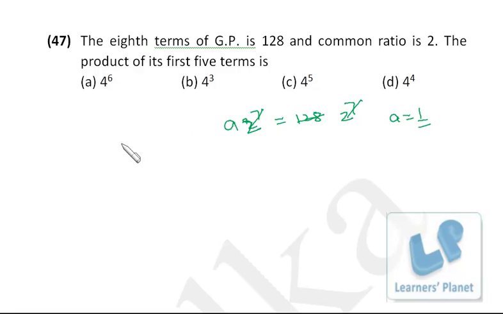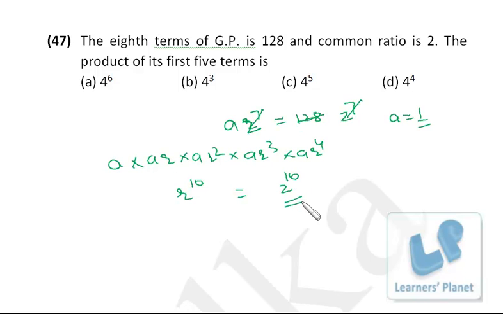Now the product of first 5 terms. First 5 terms will be A into AR into AR square into AR cube into AR^4. Right? So since A is 1, we don't have to consider it. So R is raised to 1 plus 2 plus 3 plus 4, that's R raised to 10. And R is actually 2. So the product of first 5 terms will be 2 raised to 10, or we can say 4 raised to 5.